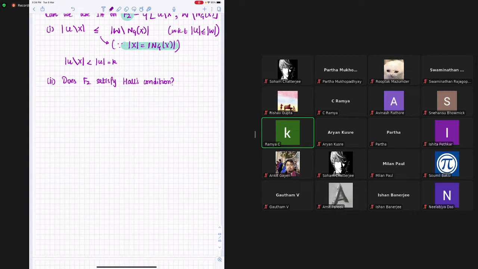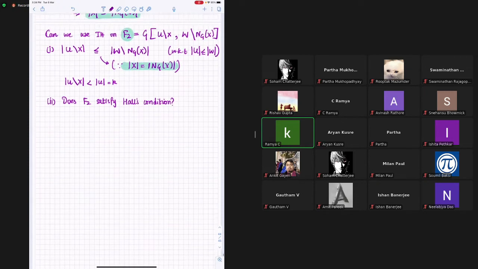Okay. So for this, what we need to show is that for every subset of U minus X, so what we want to talk about is a set X prime, a subset of U minus X. We want to ask, what is the relationship between the cardinality of X prime and the cardinality of the neighborhood of X prime? So let X prime be this. I want to show that F2 satisfies Hall's condition. So I have to show that this is less than or equal to its neighbors. In what graph? I want you to fill in the subscript.